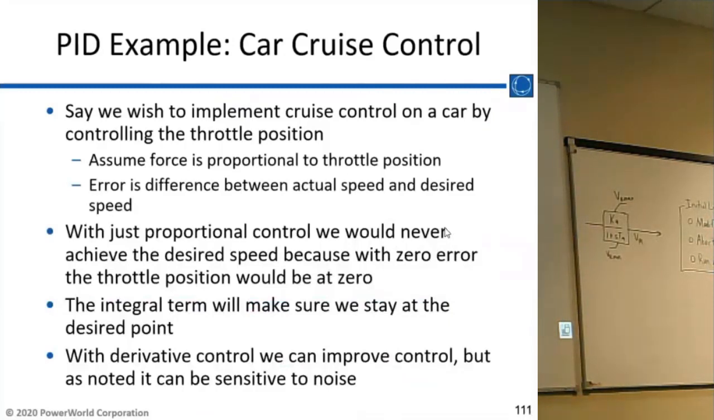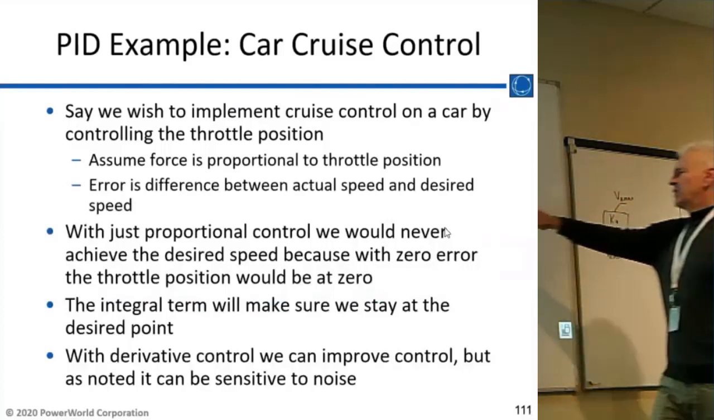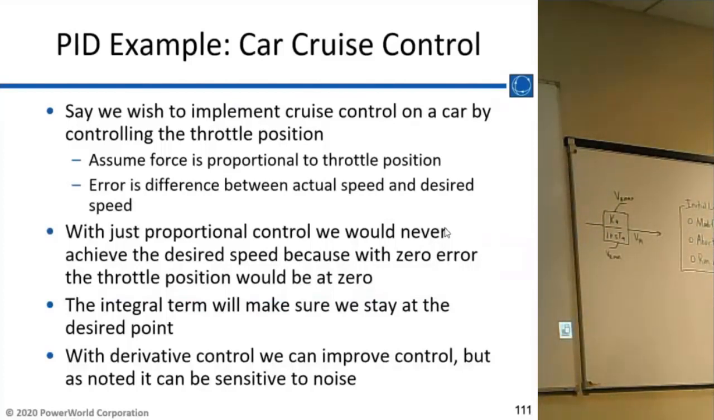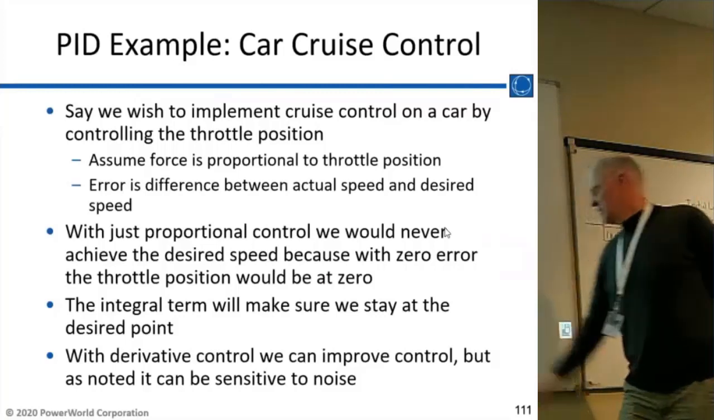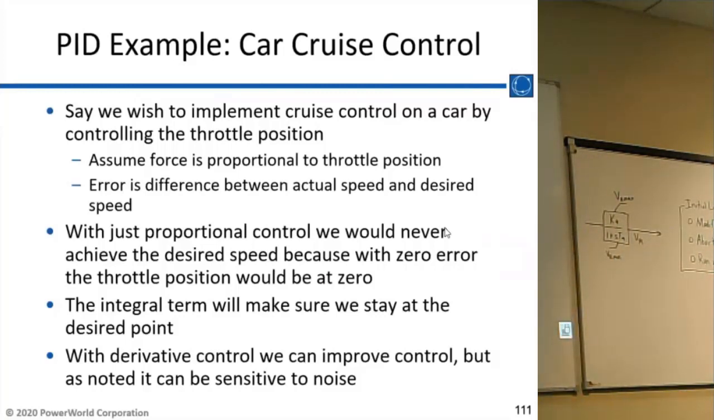So this is the car cruise control example. You might want to implement a cruise control on a car by controlling the throttle position. Here we're assuming the force is proportional to the throttle position. The error is the difference between the actual speed and the desired speed. If we just implemented proportional control, we would never achieve the desired speed because we'd always need some error value to keep that throttle position away from 0. That's provided by the integral term.